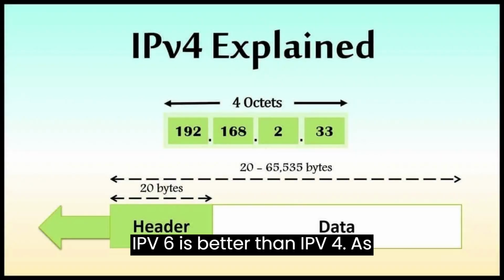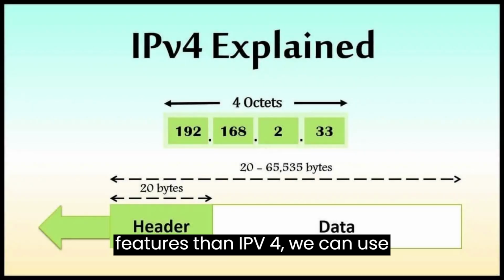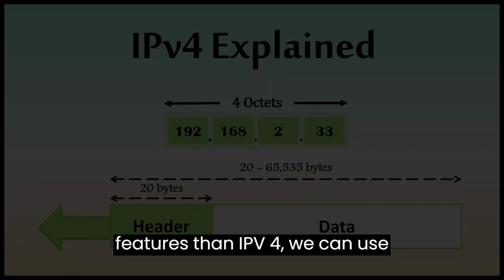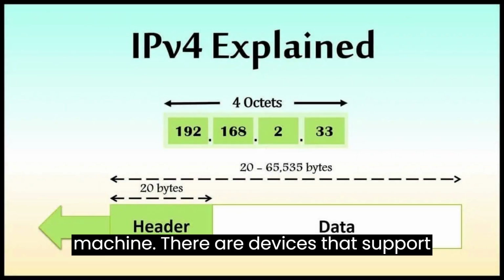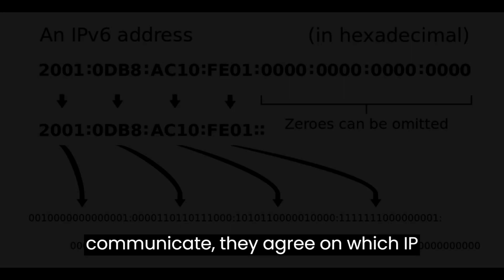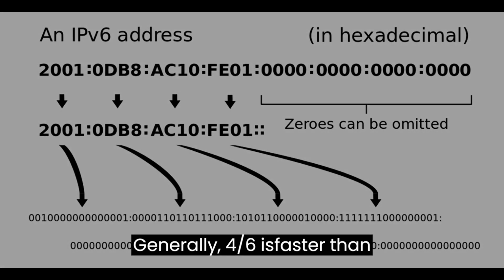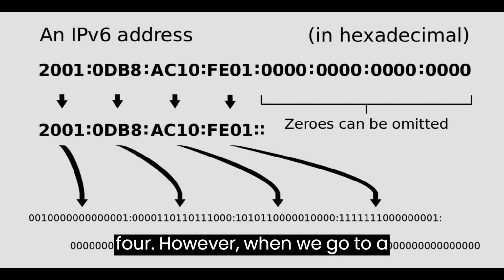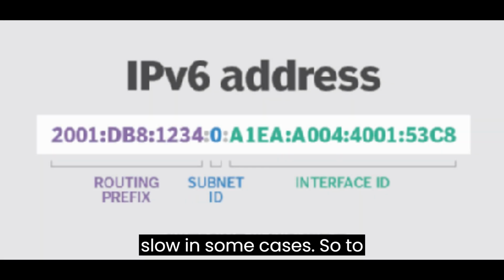IPv6 is better than IPv4 as it is more advanced and has more features. We can use both IPv4 and IPv6 in a single machine. There are devices that support dual addressing. When two devices communicate, they agree on which IP version to use. Generally, IPv6 is faster than IPv4. However, when we go to a larger packet size, IPv6 can be slow in some cases.